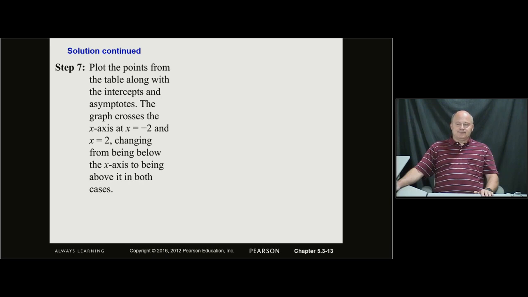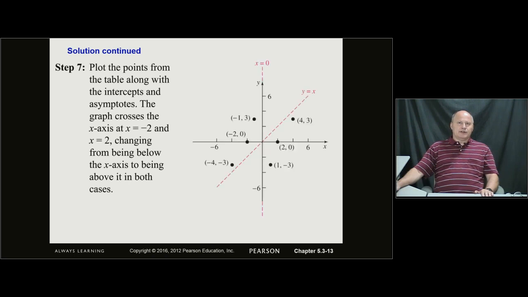So step 7, we plot the points. They're going to plot some additional points and what we know. So there's the graph. Now remember the vertical asymptote was x equals 0, and y equals x is the oblique asymptote. Now look at your x-intercepts. They were 2, 0 and negative 2, 0. I had already found those. Now they found the additional points, negative 1, 3 and negative 4, 3, and now you've got the breadcrumbs. You just follow the breadcrumbs around.